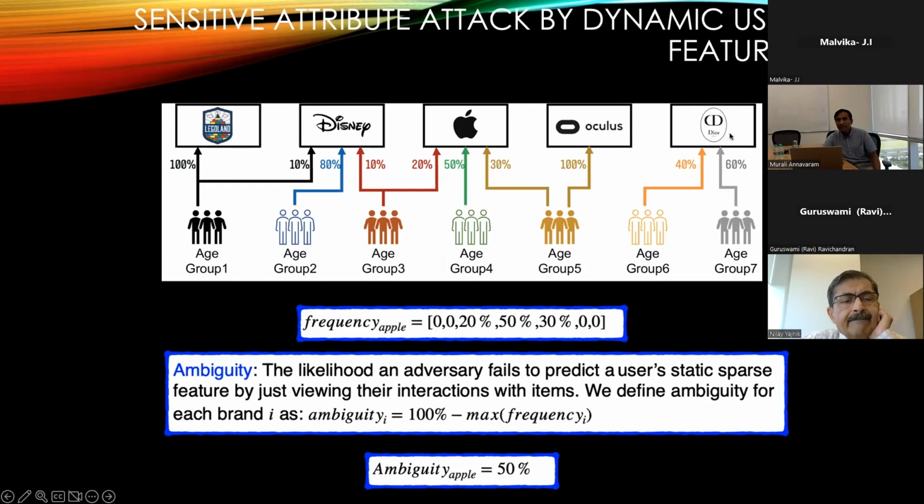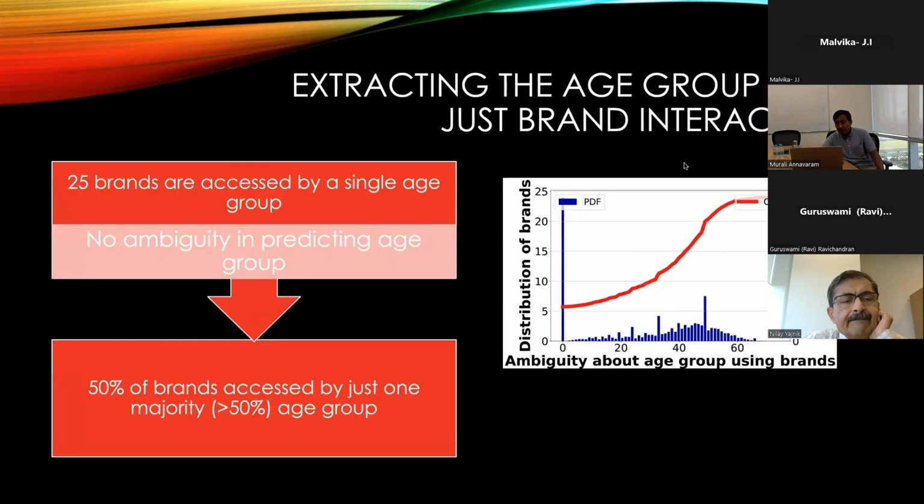And in the case of Christian Dior, there is a 40% ambiguity because we will say that there may be 60% from age group 7 and 40% from age group 4. And so therefore the ambiguity is 40%. So these are the ambiguity scores of these users, of these features. And now let's go back to the data set and see what the ambiguity levels of these data sets are.